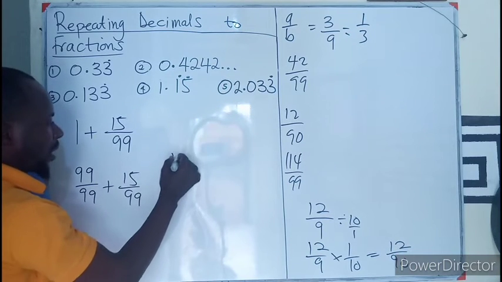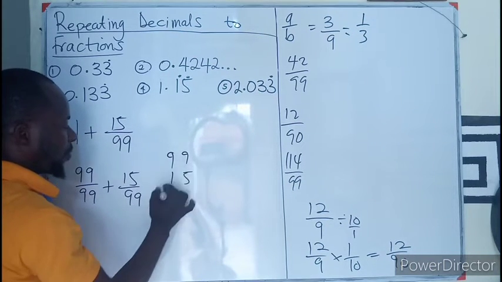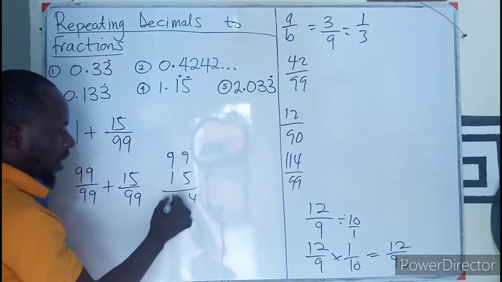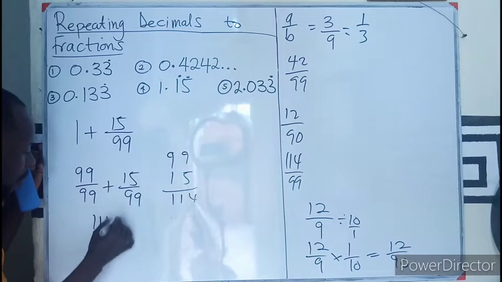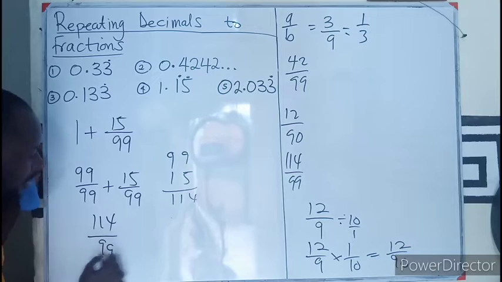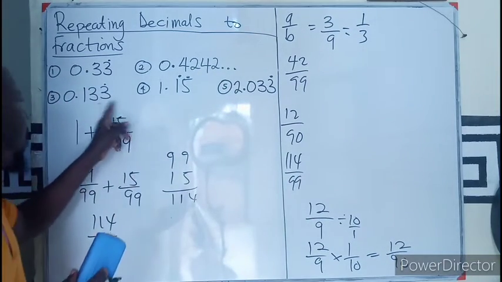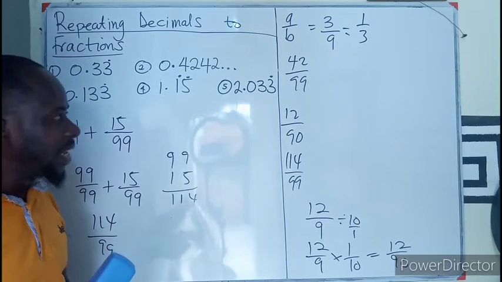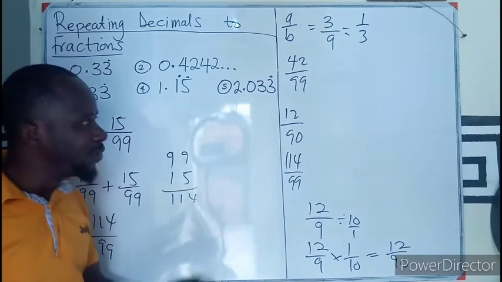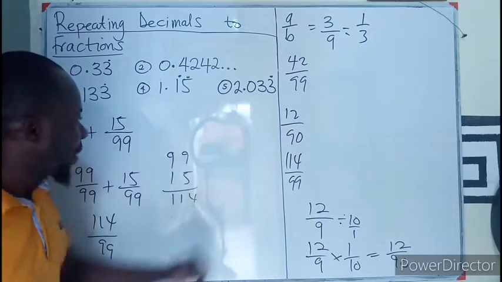So 99 plus 15, I have 114 all over what? 99. I believe you have 114 over 99 for question number 4. So at this point, I'm sure you are gathering momentum to solve the 5th one.